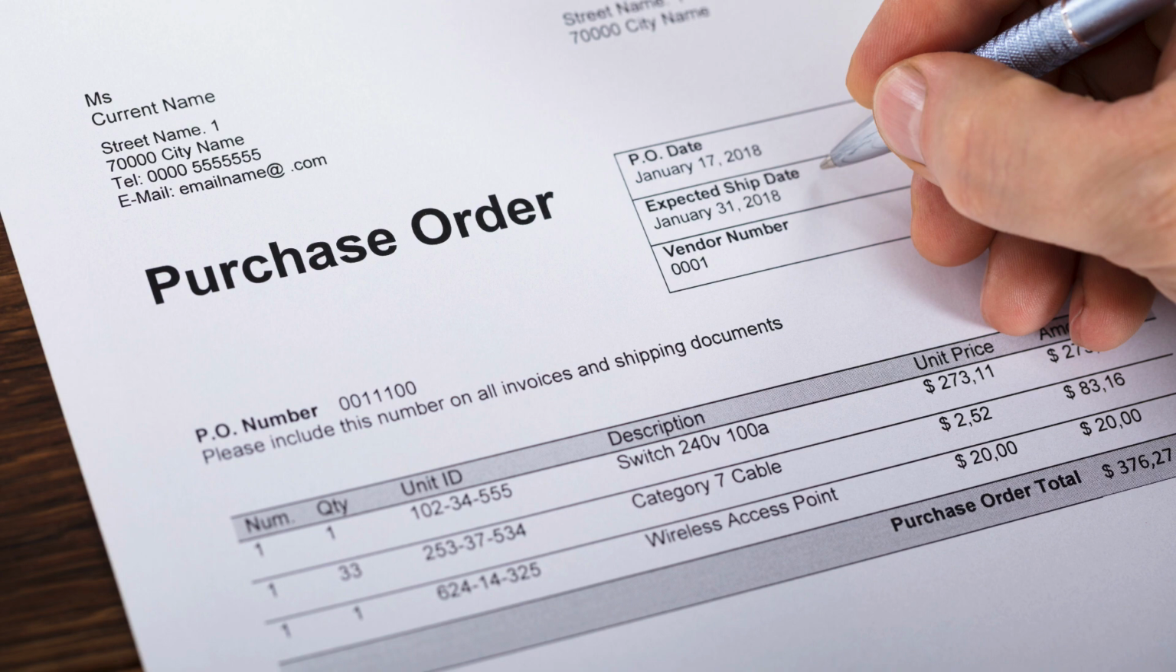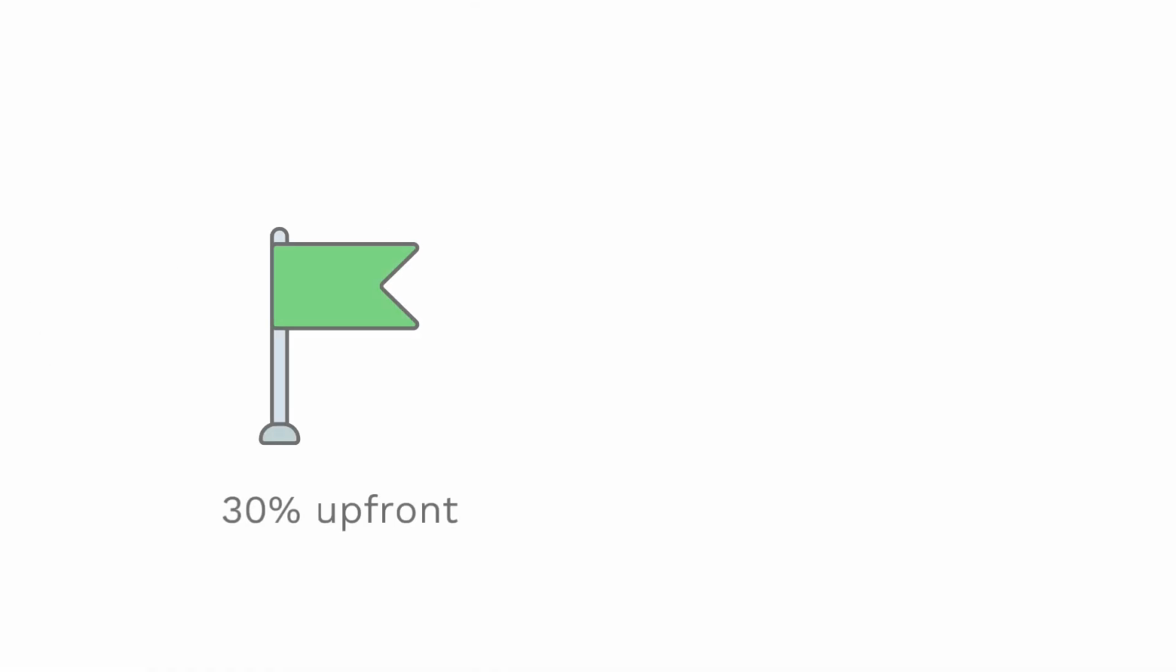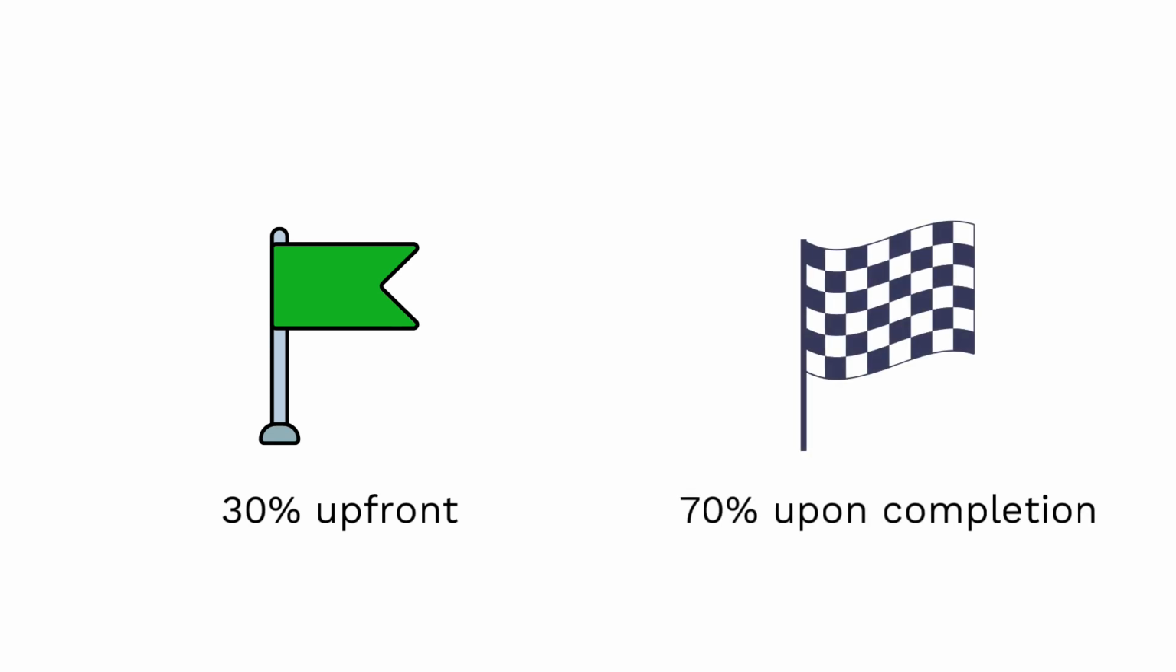A standard payment setup for manufacturing in China is to pay 30% upfront and then 70% upon finishing production. And there are other types of payment setups out there, like 50-50 and 0-100, where you pay everything upfront, but this is less commonly seen.